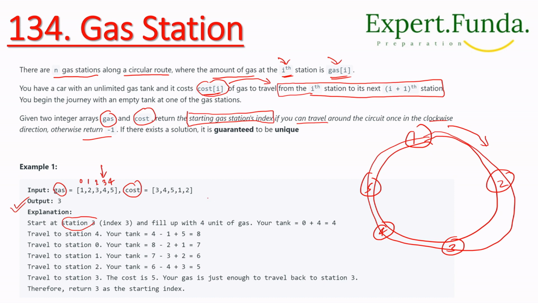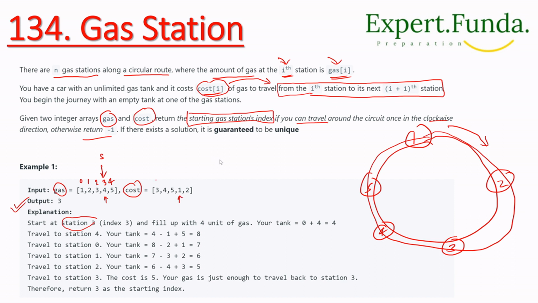So we have to fill up the tank first, because we will start from here. This is our starting point, so we have to fill up the gas. The unit of gas is 4, and that is what your tank will hold. Then we have to find the cost. So at this index we have to check the cost, and this is where we are here.